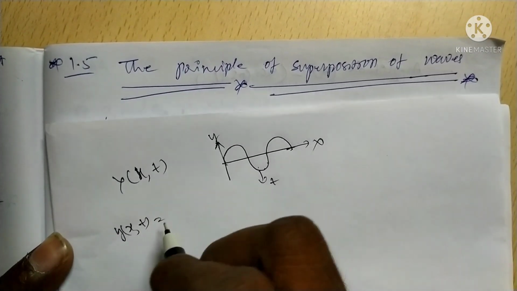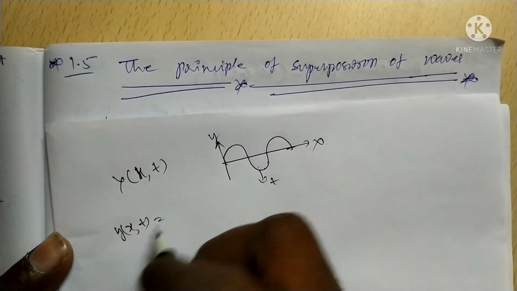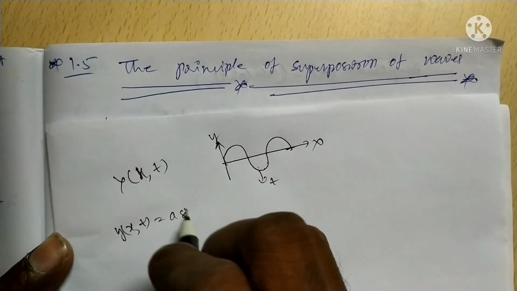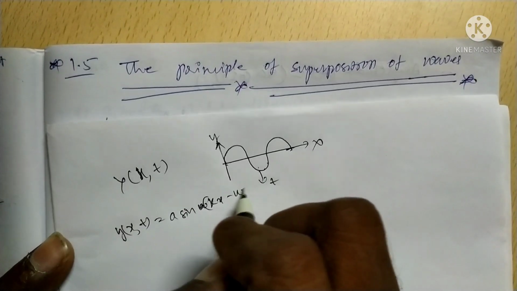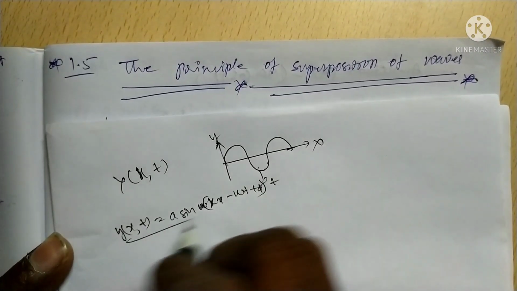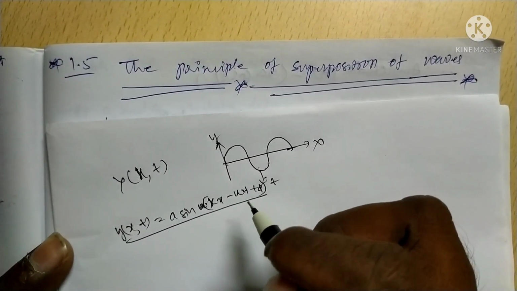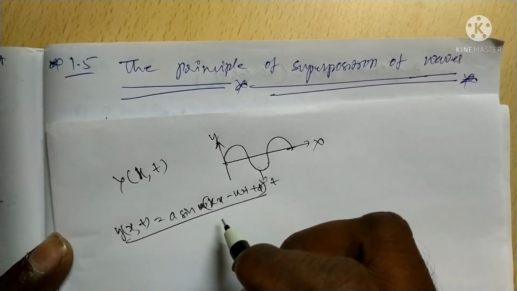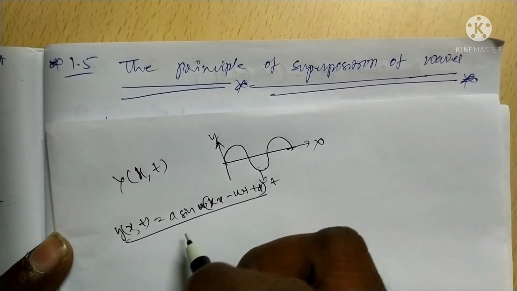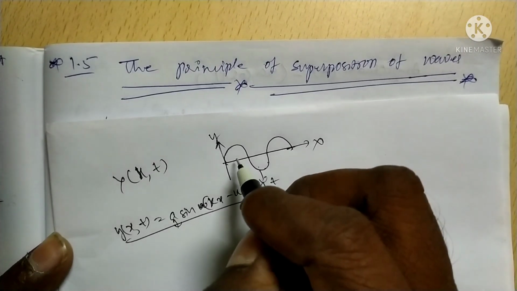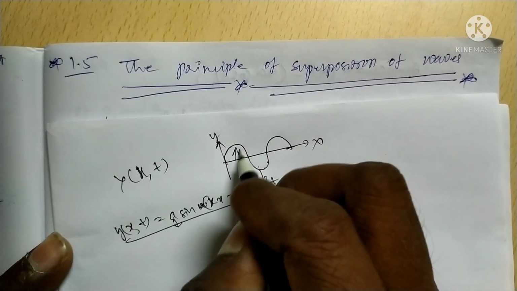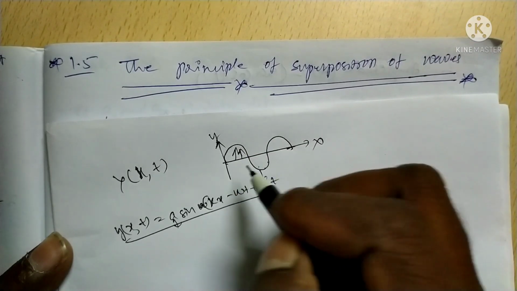That is the wave equation for a progressive wave, that is A sin(kx minus omega t plus phi). This is the displacement equation for a progressive wave. Here A is the amplitude, which is nothing but the maximum displacement of the particle.